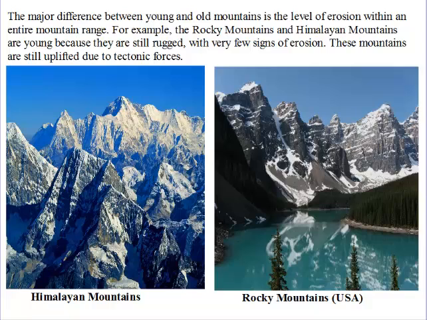We looked at young mountains and old mountains, where we said the major difference between a young mountain and an old mountain is the level of erosion within an entire mountain range. We gave some examples: the Rocky Mountains and the Himalayas. They are classified as young mountains because they are very steep and have very few signs of erosion.